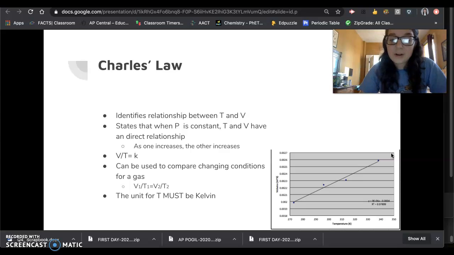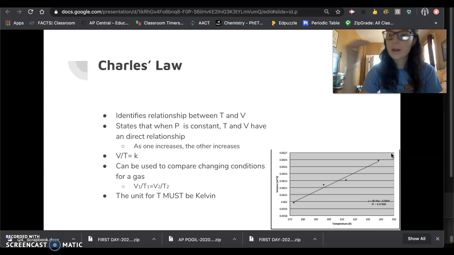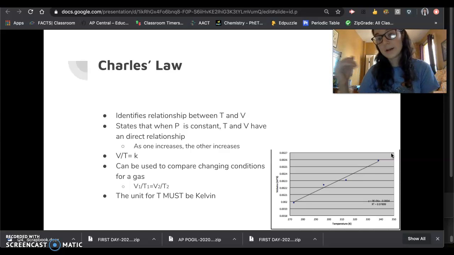Next, we're going to talk about Charles' law. Charles compared temperature and volume under a constant pressure. So he kept pressure constant and then manipulated temperature to see what it did to the volume. He found that they have a direct relationship. So if you increase one, the other one's going to increase. If you decrease one, the other one's also going to decrease.